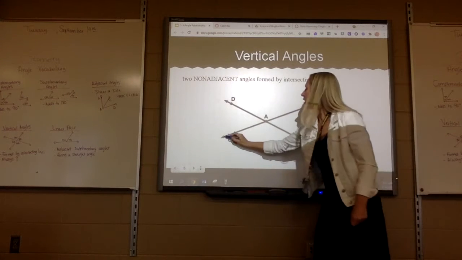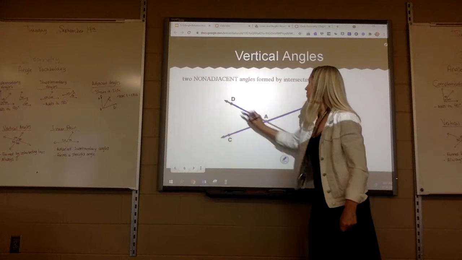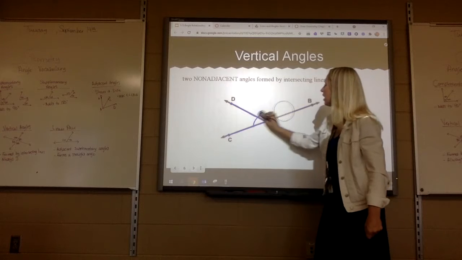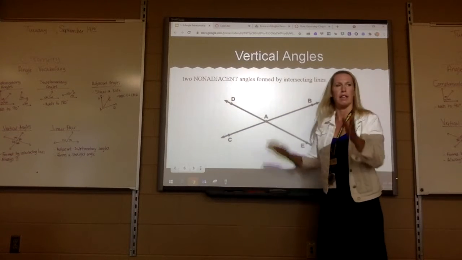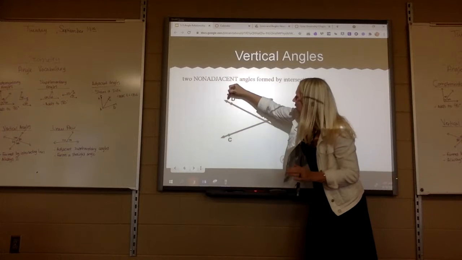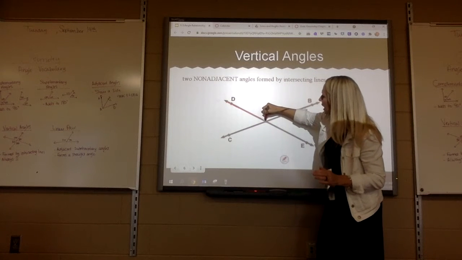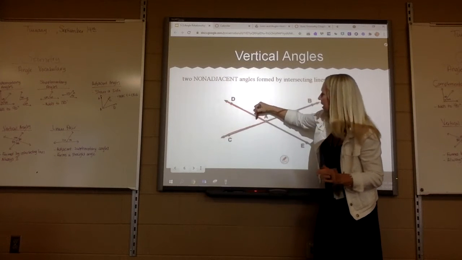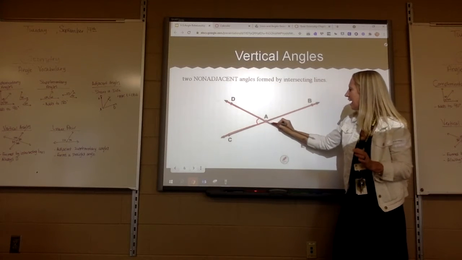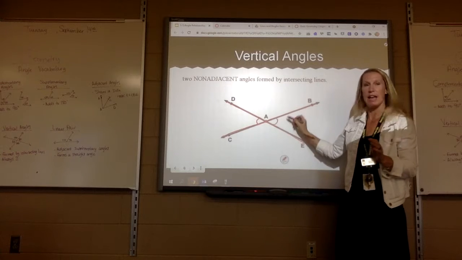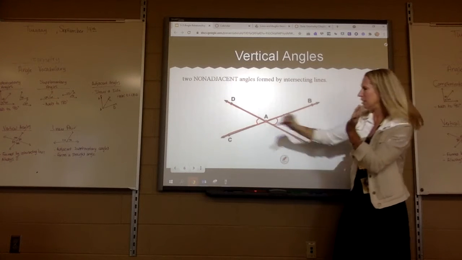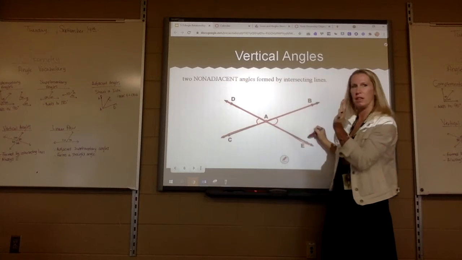But like this right here would be a linear pair because it makes a straight line. Vertical angles are directly across from each other. They only share a vertex. So like this angle DAC, do you see that angle right there? It would be equal. And then BAE, it would be equal to that one. So they're directly across from each other. Vertical makes a V, so this would be a V, this would be a V.